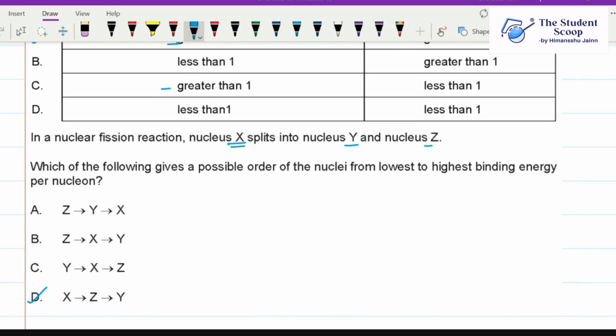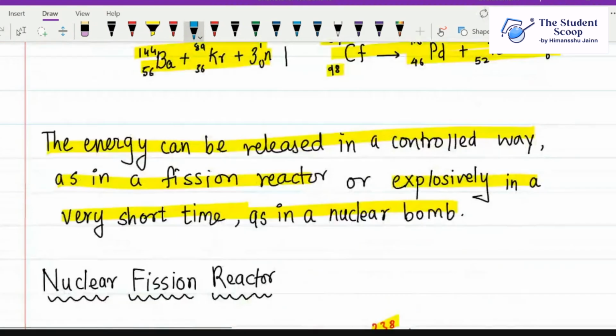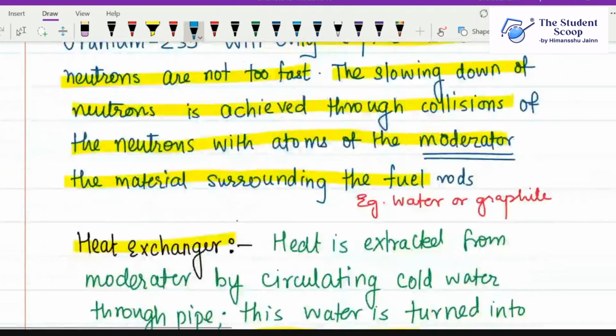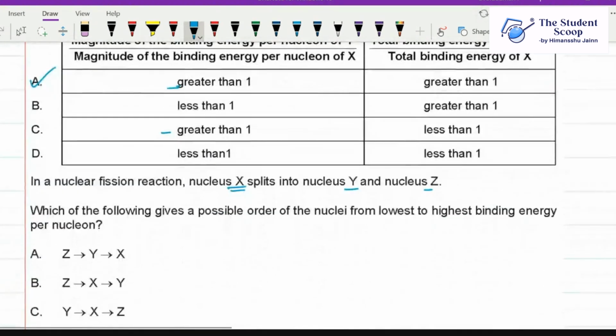So you will see that in most of the reactions, let's say for this example of barium and krypton, there is a higher binding energy per nucleon for barium compared to krypton because it has a lower number of nucleons, that is 89. So binding energy is higher for barium, and krypton has the second highest, and the least will be for the uranium. So this kind of comparison is done.